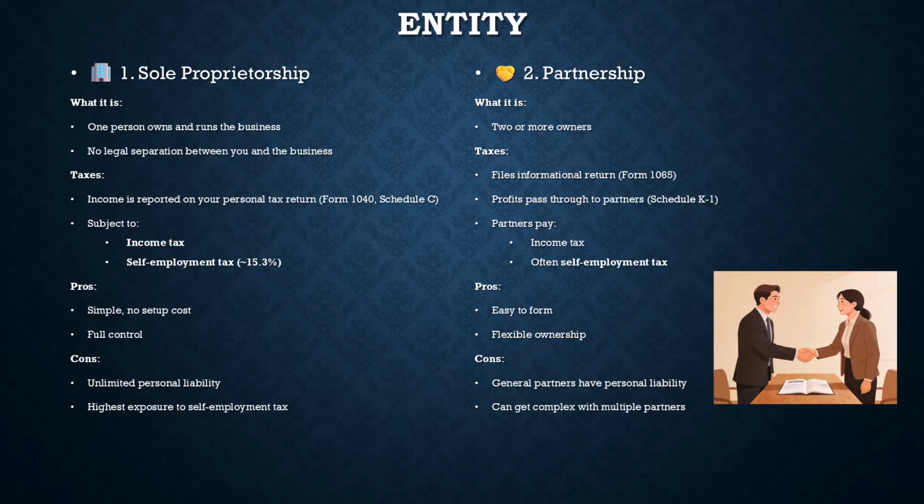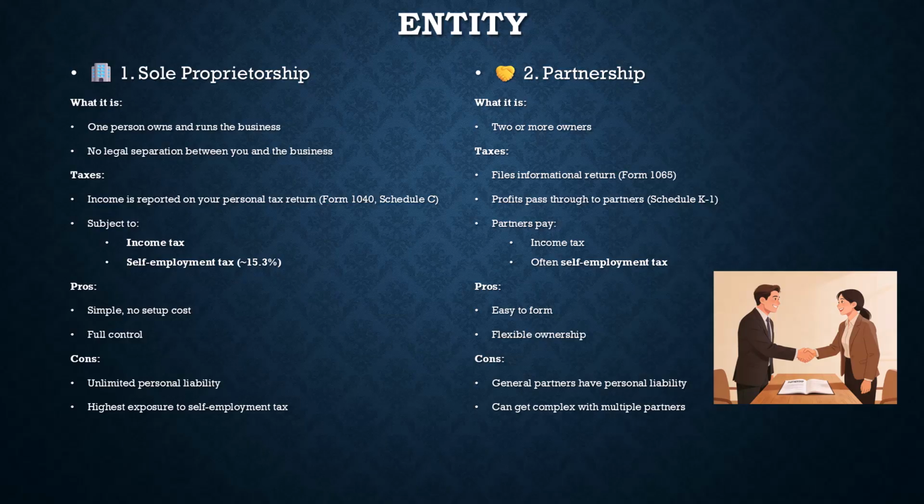Income is reported on your personal income tax return, Form 1040 Schedule C, and is subject to your income tax and also self-employment tax, currently at 15%. Why do people do sole proprietorships? Because it's simple. No startup costs. They have full control. The problem is you have unlimited personal liability and you have higher exposure to self-employment tax.